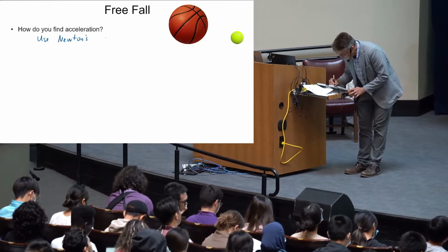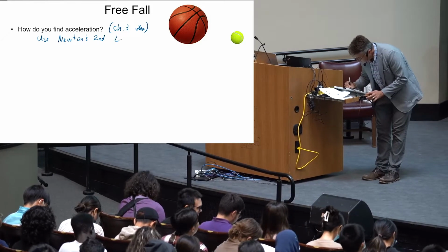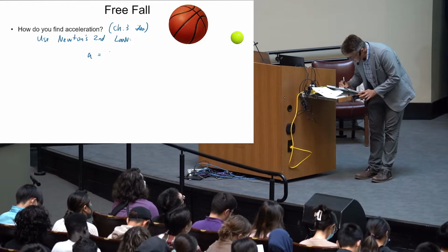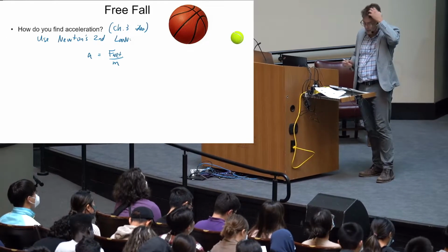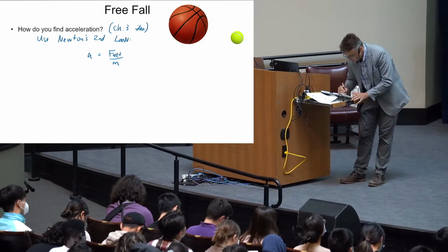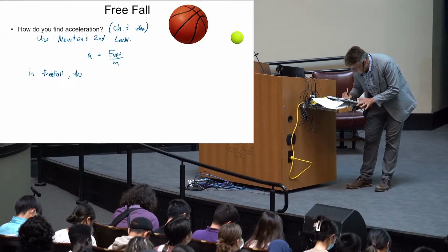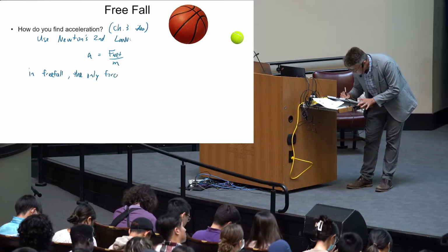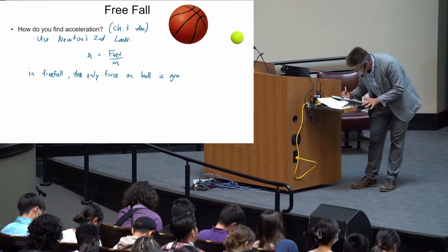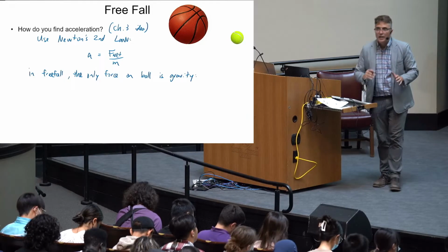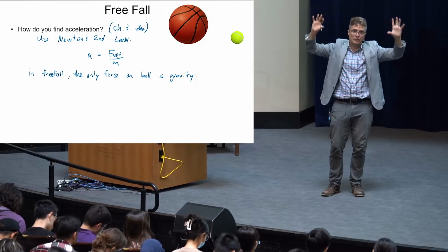So this is looking a little bit ahead. This is a chapter 3 idea. Newton's second law is that acceleration is equal to the net force divided by the mass. And so what is the net force? In this case, it's the gravity force. So in free fall, the only force on the ball is gravity. That's the definition of free fall: you've removed all other forces because you just let it go. When you let something go and the only force is gravity, that's called free fall.